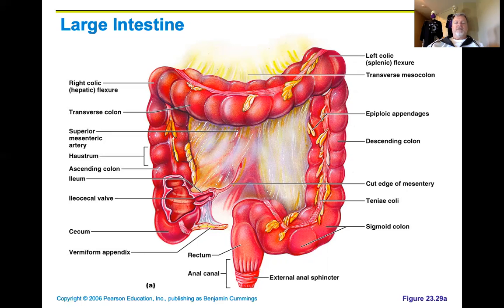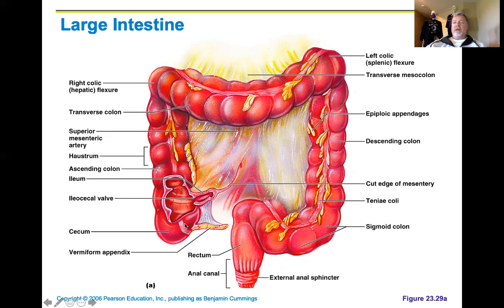Okay, so we've got the tinea coli, we've got the haustra, and then we have what are called epiploic appendages, and these are little fat sacs right there. There's where it's labeled. The little appendages coming out are really just fat-filled pouches of the visceral peritoneum. That's all they are. Now, when it comes to your large intestine, we divide this into the cecum.